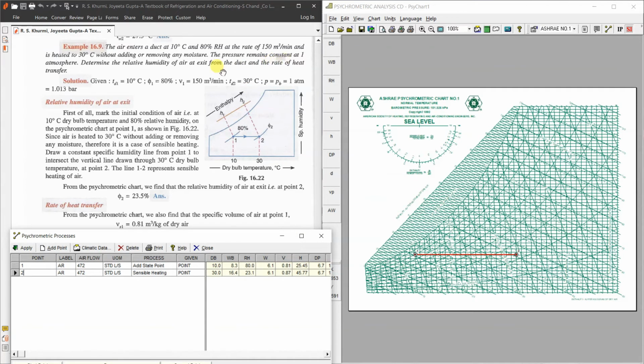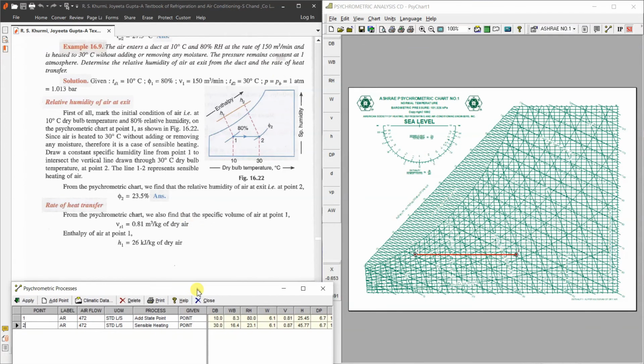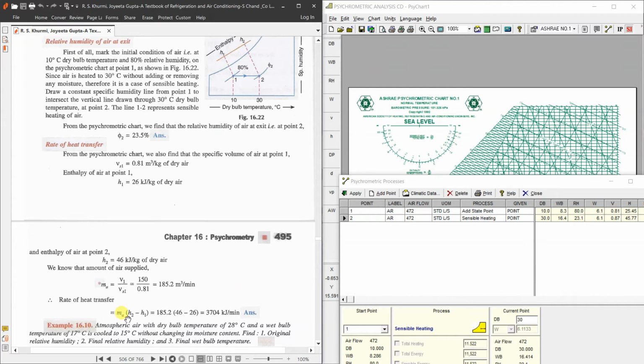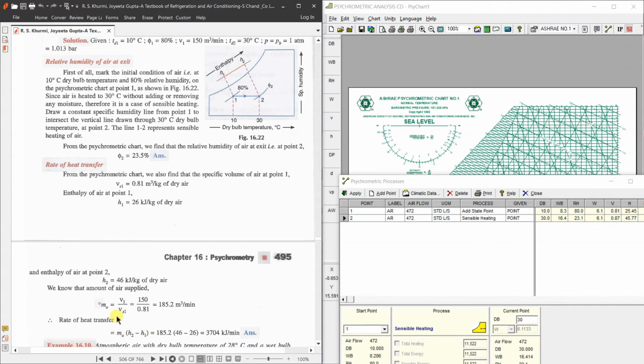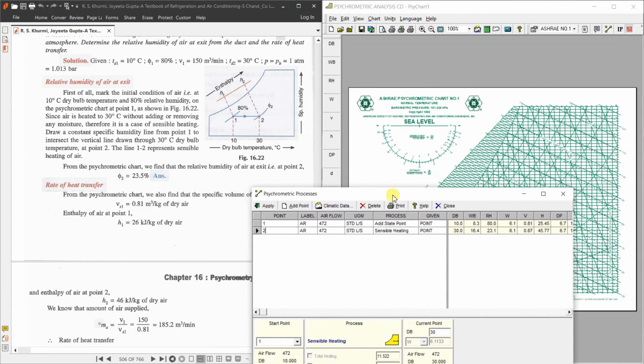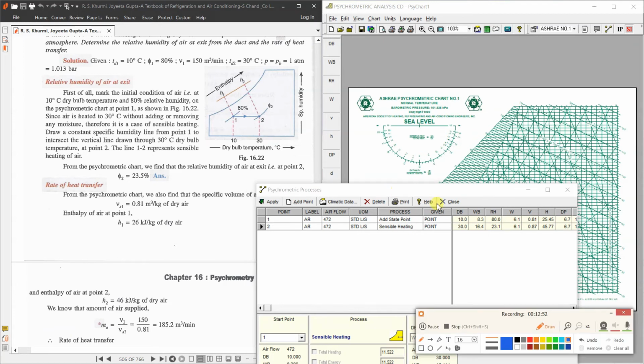We have to find rate of heat transfer. Now here, in order to calculate this, what is the equation? Equation will be m dot A into H2 minus H1. Okay, now m dot A we need to calculate. How to calculate m dot A? Whatever V dot 1 is given in the question, 150 meter cube per minute, divided by specific volume of that point, point number 1. So here we have specific volume of point number 1.